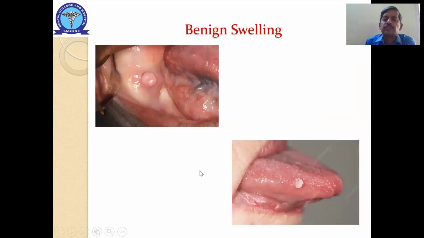Then benign swelling. The patient gave a history of slow growing swelling, so it could be benign swelling. Benign swelling may be fibroma, like this, or papilloma, like this. In fibroma, when you palpate the swelling, it could be firm in consistency and the color is slightly pearly. In papilloma, there is a cauliflower-like or finger-like projection. When you palpate the surrounding area, it could be indurated, or it could be any other benign swelling like lipoma, like this.